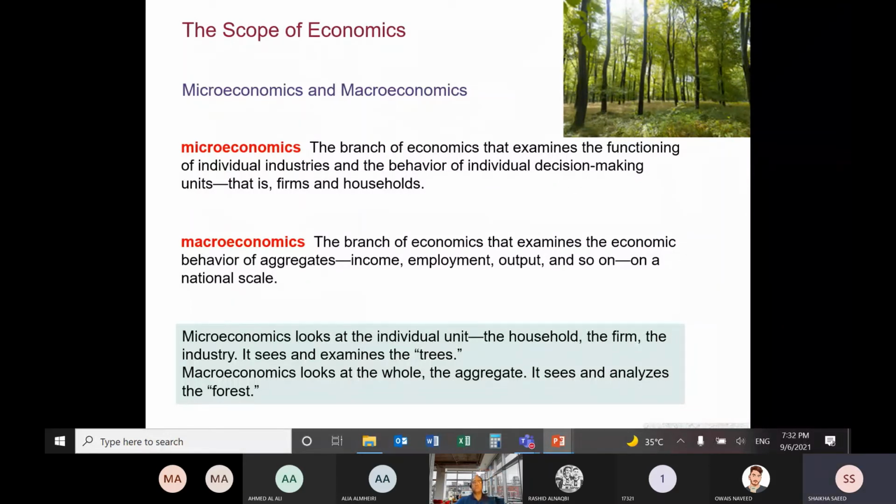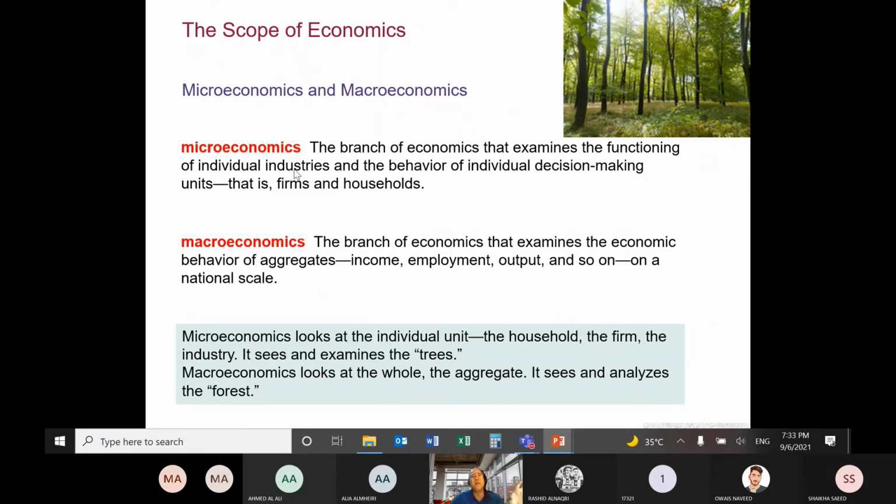Okay, microeconomics. The branch of economics that examines the functioning of individual industries and the behavior of individual decision-making units, that is, firms and households. Okay, so see here, first, industry. What's the meaning of industry? A group of producers producing a single product. For example, we say individual industry, a certain industry, such as the telecommunication industry or telecommunication market. In the context of microeconomics, I will say tomatoes industry or tomatoes market.